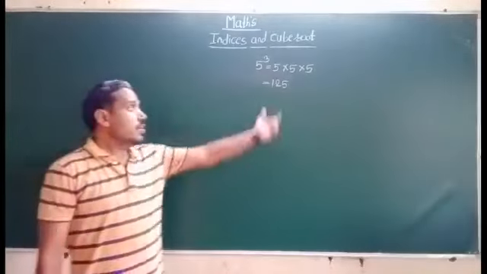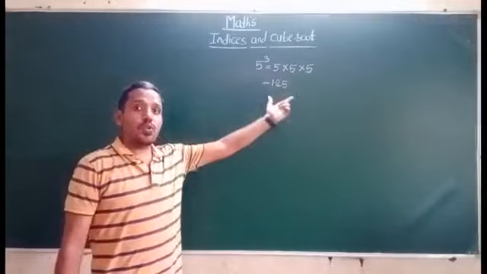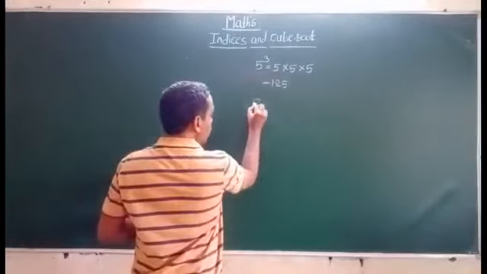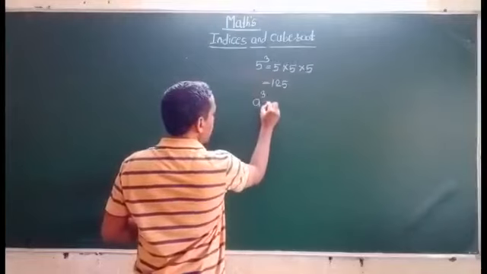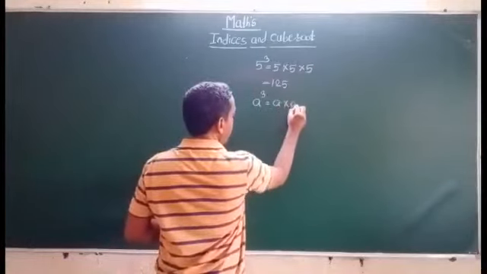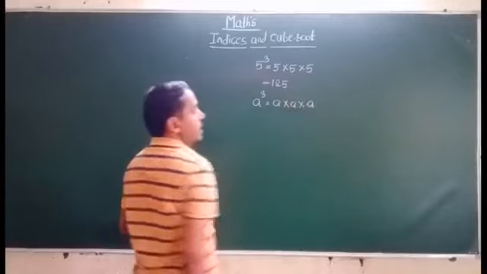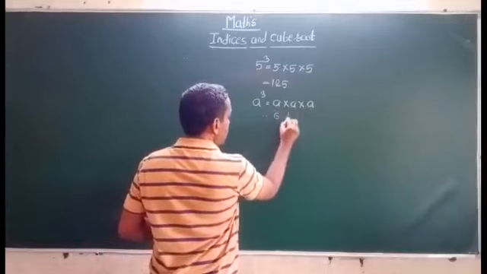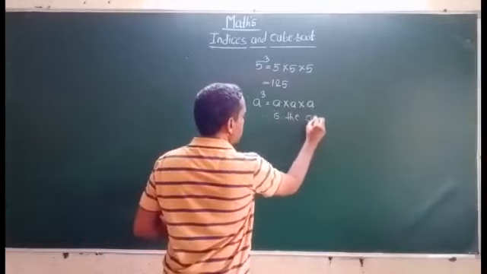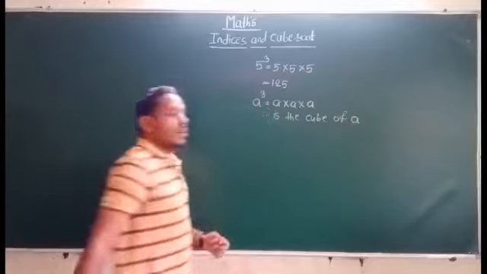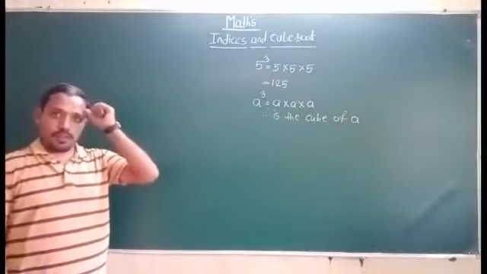In this way, we can easily find the cube of any number. In general, we write a cube is equal to a into a into a. Therefore, we get the cube of a.